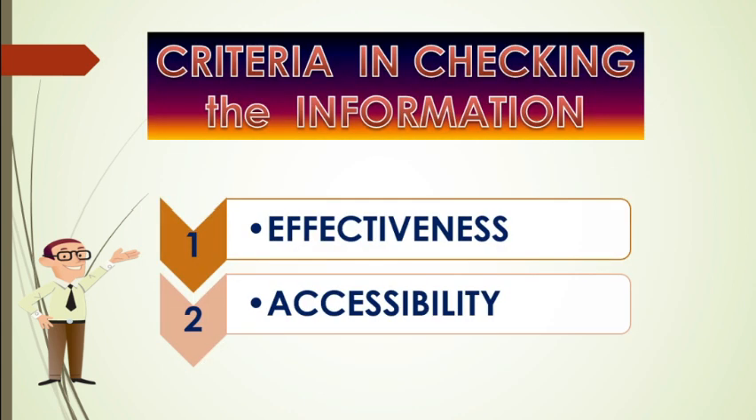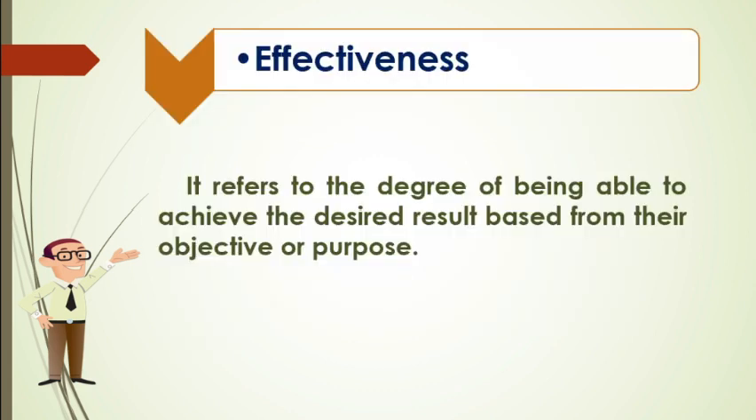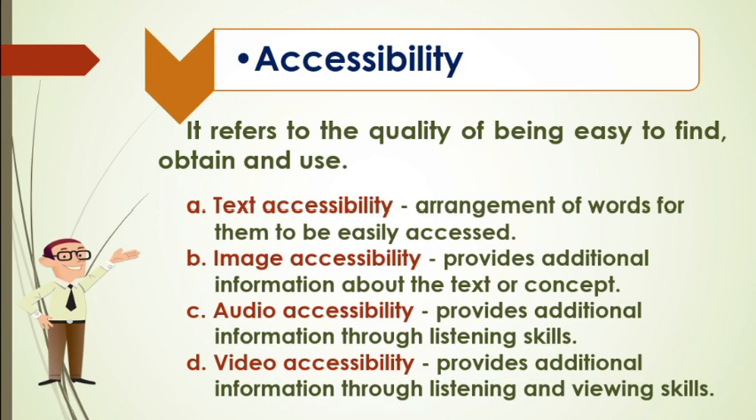Next is the criteria in checking the information. When it comes to checking the information available to us, we have two criteria. First, effectiveness. Second, accessibility. Effectiveness refers to the degree of being able to achieve the desired result based on the objective or purpose. Accessibility, on the other hand, refers to the quality of being easy to find, obtain, and use.